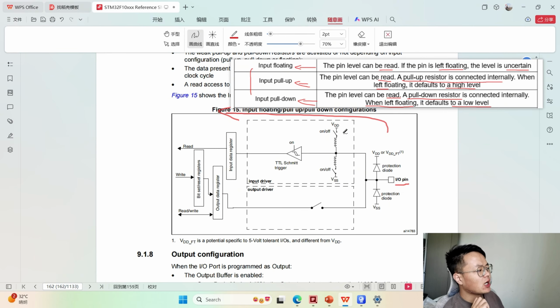No pull-up resistor, and no pull-down resistor. So this is input floating mode.